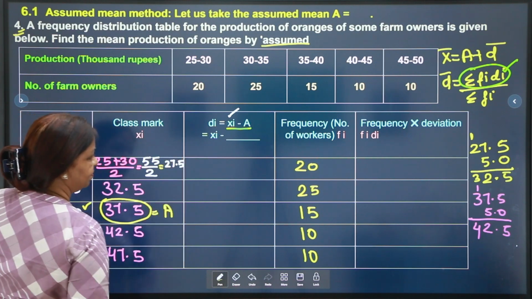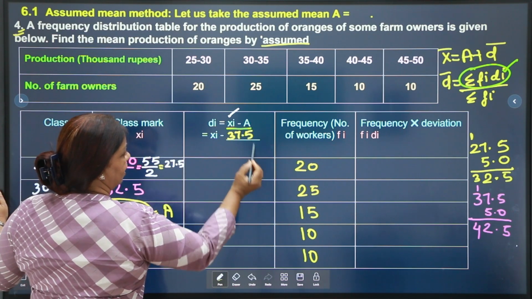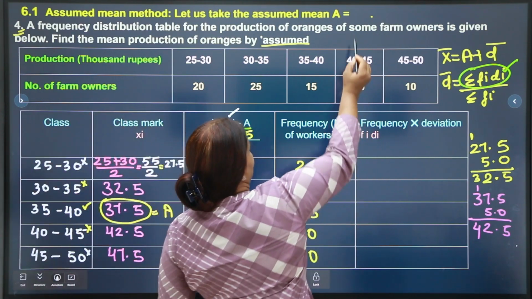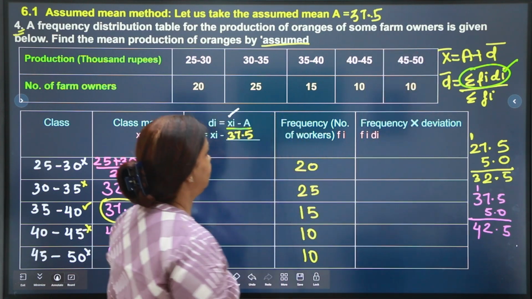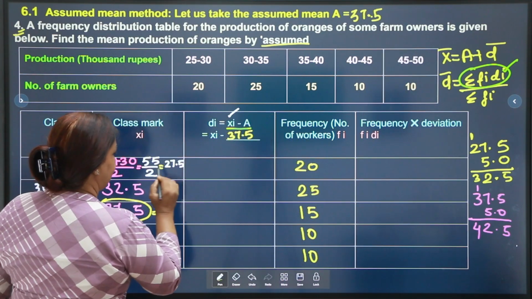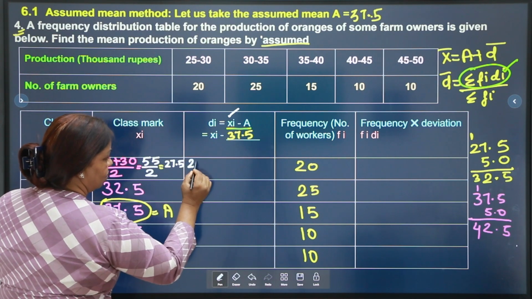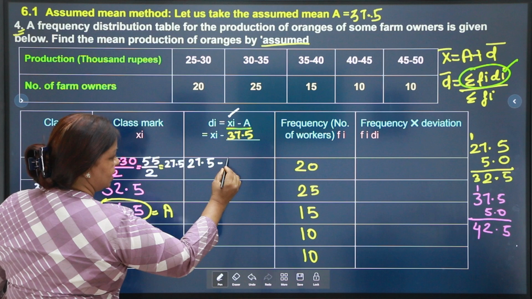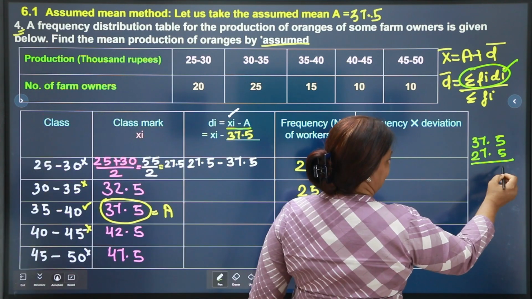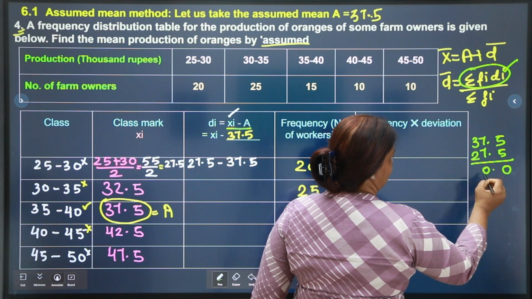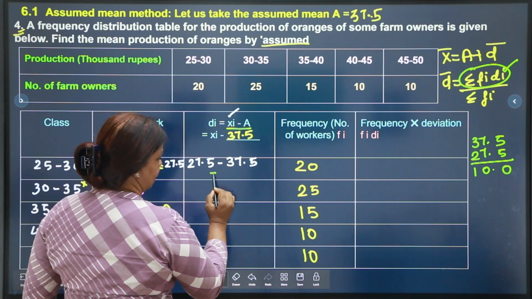Now let's get Di, and how to get Di? Here let us write 37.5 A, and here also 37.5. Di. Xi is how much? 27.5 minus 37.5. Let's do the subtraction here. 10, 0, 0, 10. So you got it as 10.